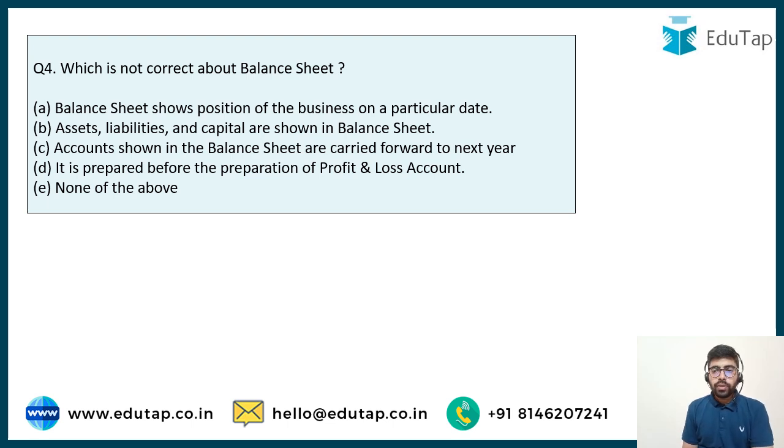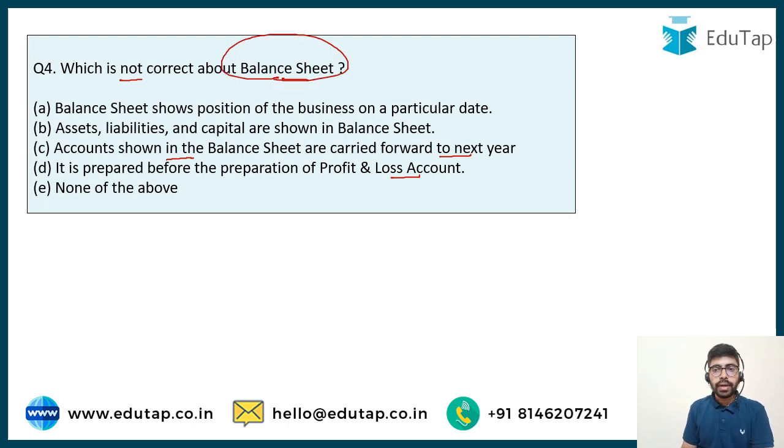So let's move on to the next question, which is not correct about balance sheet. Balance sheet shows position of the business on a particular date. Assets, liabilities and capital are shown in balance sheet. Accounts shown in balance sheet are carried forward to next year. It is prepared before the preparation of the profit and loss account, or none of the above.